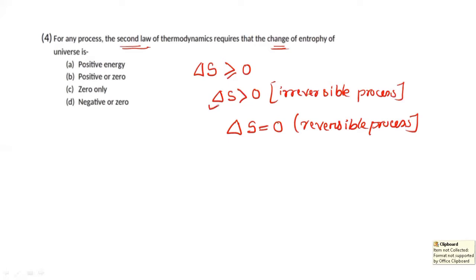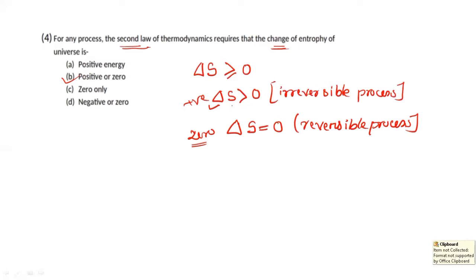So that means delta S can be positive from this, or it can be 0 from this. So the correct option is option B. For any process, the second law of thermodynamics requires that the change in entropy, delta S, can be positive or it can be equal to 0.